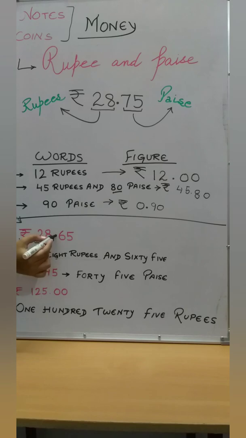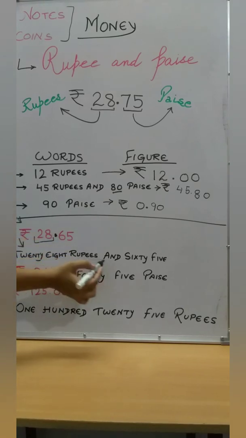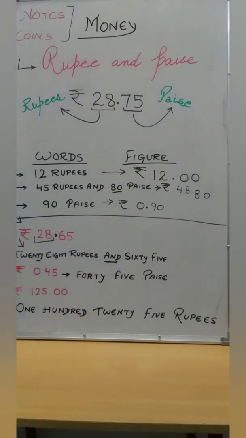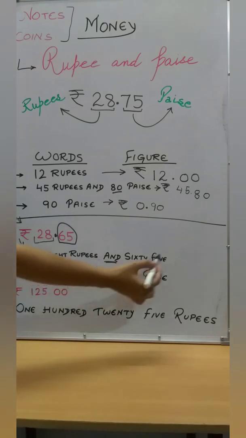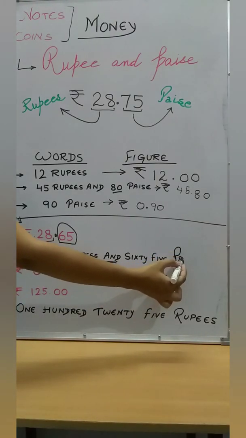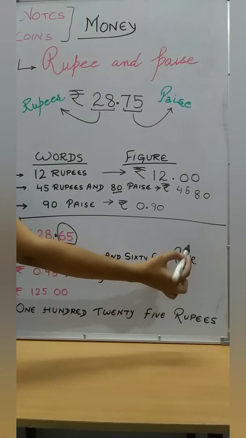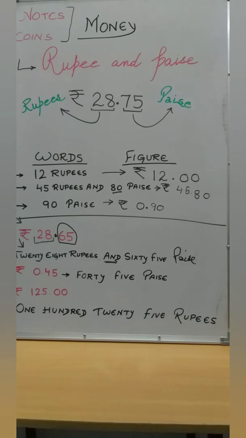Then we will not write a dot here, we will write 'and'. Instead of this dot we are going to write 'and'. And after the dot what is mentioned? Paise. So here we have 65 paise. Let's move on to the next one.